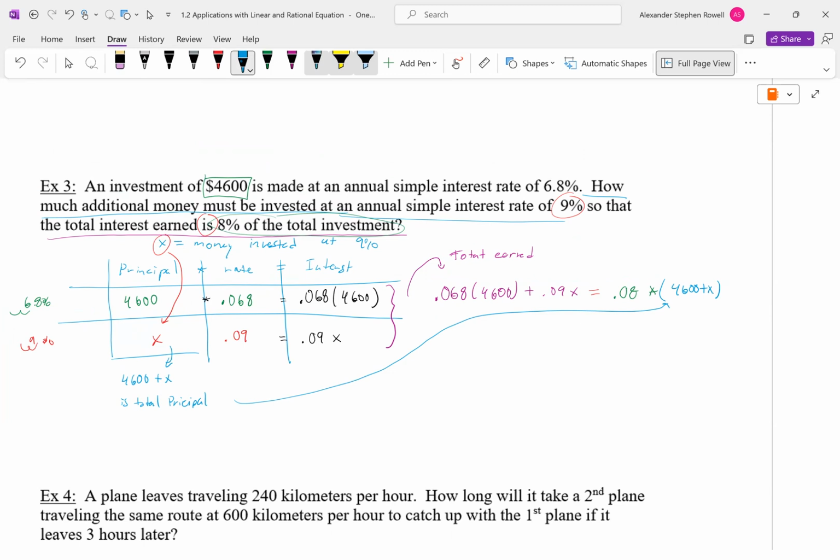Sorry, yeah. 0.08, 0.08. Oh, the rate is 8%, sorry. Yeah, 8% of the total. Any other questions? So then solving the easy part, right?